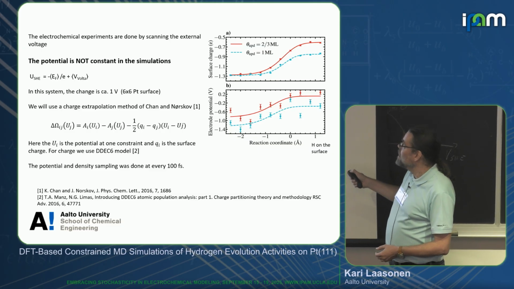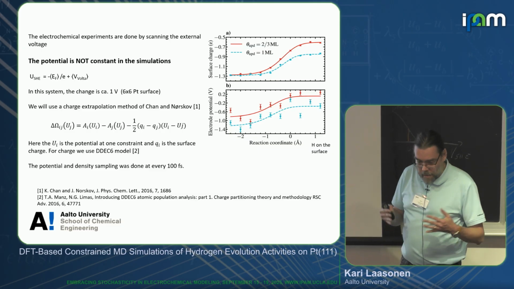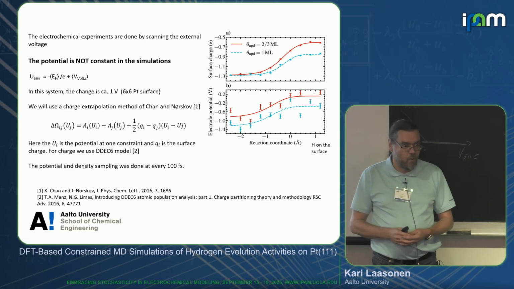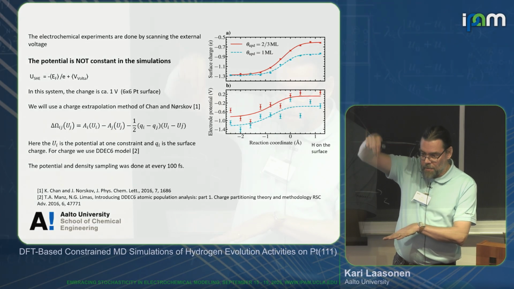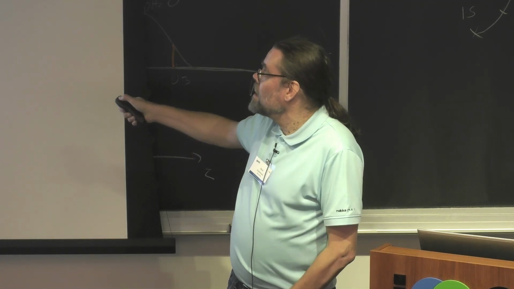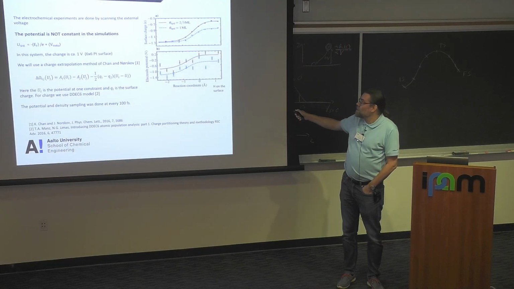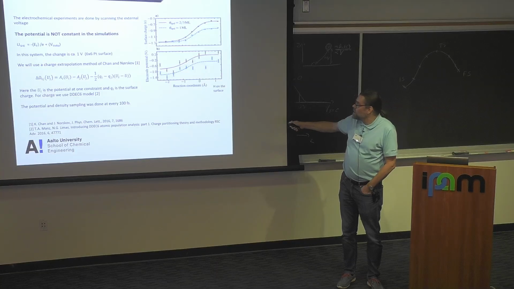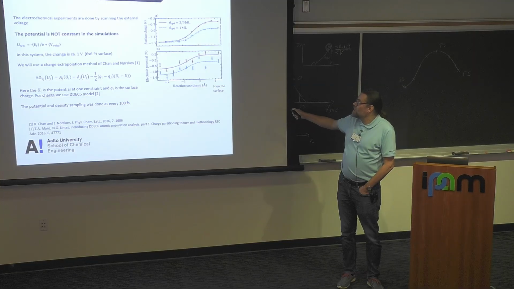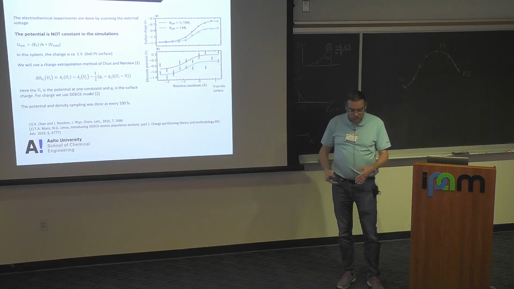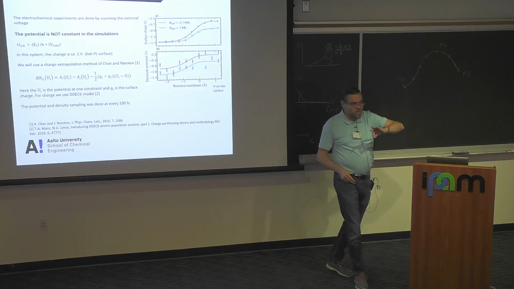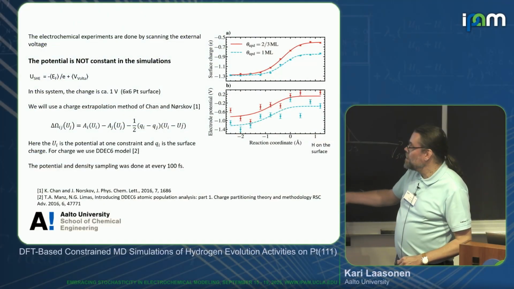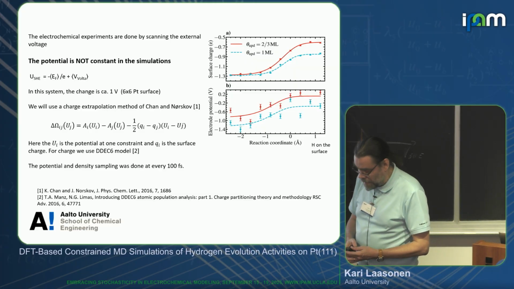Whereas in our tiny system, even if it has 1,000 electrons or so, it's still very small. And because the electrostatics is long range, even when the proton comes to the surface, it's obvious that the charge will change. Here you have the proton in the liquid and the electron on the surface, and here you get the hydrogen on the surface. So it's obvious that the surface charge is not constant.